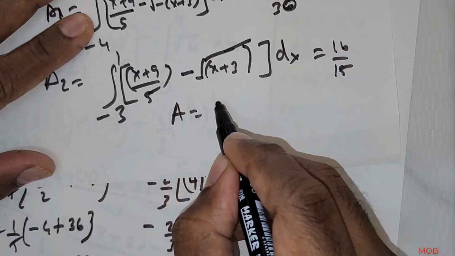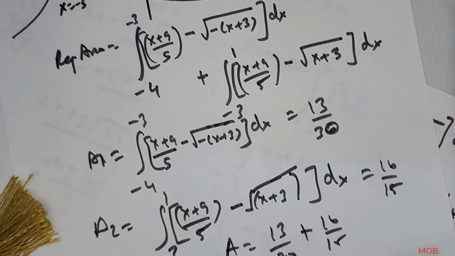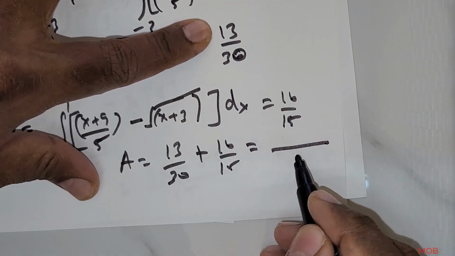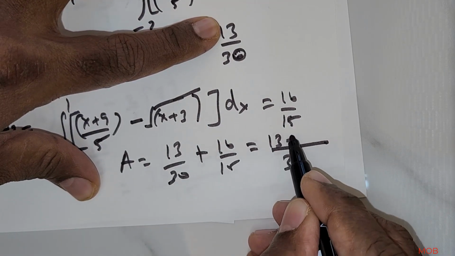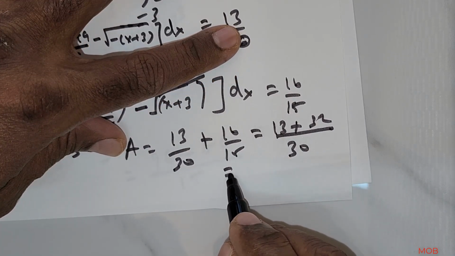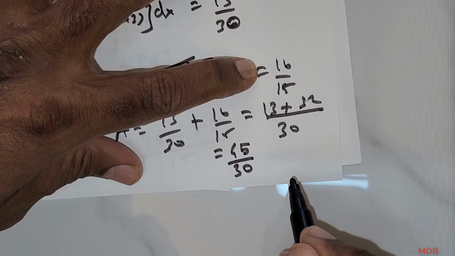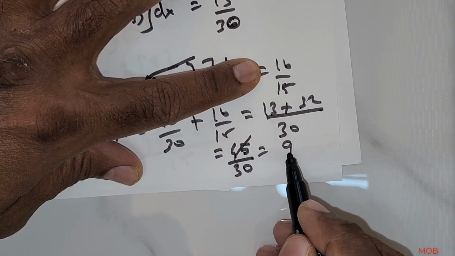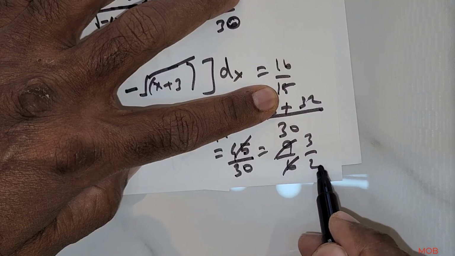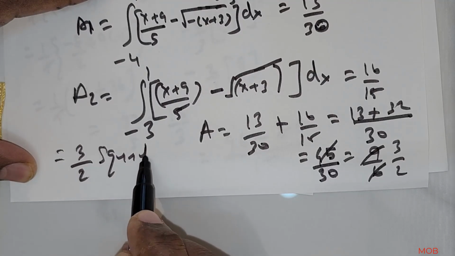So now area is equal to 13 over 30 added with 16 over 15. So what do I get there? So this is equal to 30. So 13 positive 32. Right. So this is equal to 45 over 30. 5 divides here 9 times, 5 divides here 6 times. 3 divides here 3 times, 3 divides here 2 times. So the required area is 3 over 2 square units.